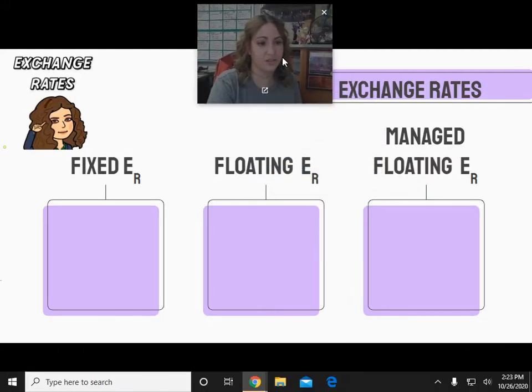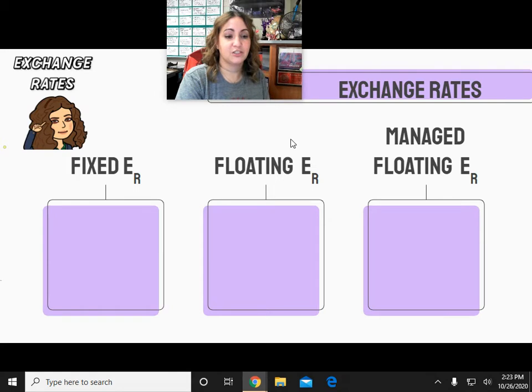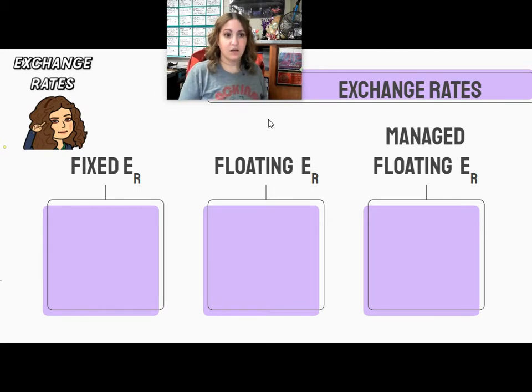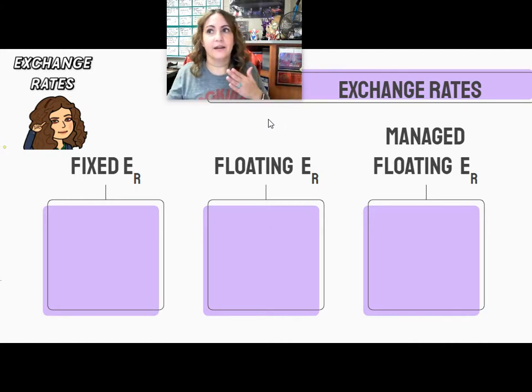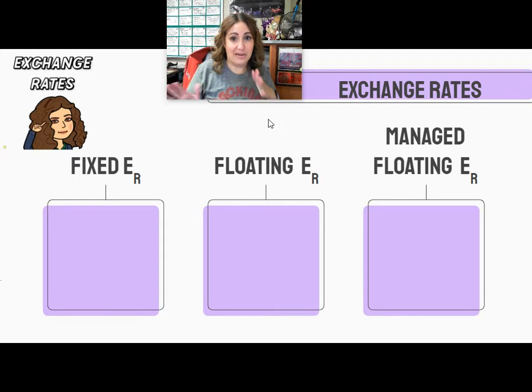Okay, here's where we're headed today. Different types of exchange rates. So no school tomorrow, which is Tuesday, but today we're going to introduce the graph that we're going to be learning when we come back from our little mini break. So we're going to be graphing currency, the supply and demand of currency in relationship to other countries' currencies. And that's what exchange rates are.